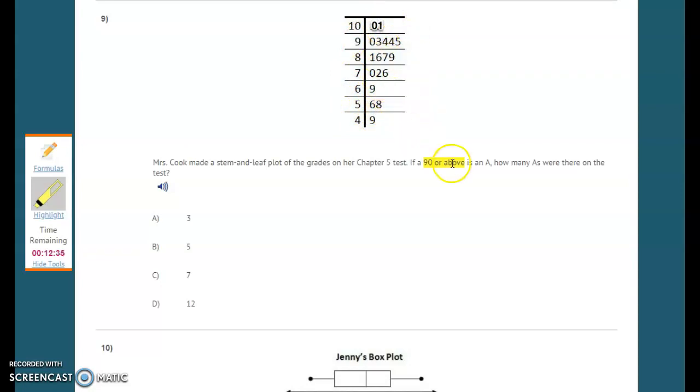So keep that in mind when you're looking for a 90 or above, that each of these numbers means that this is an individual number itself. Okay, so that would be like 90, 93, 94, 94, 95. This would be 100 and 101. So keep that in mind whenever you're looking for a 90 or above, that each of these numbers is the beginning of your whole number. Okay.